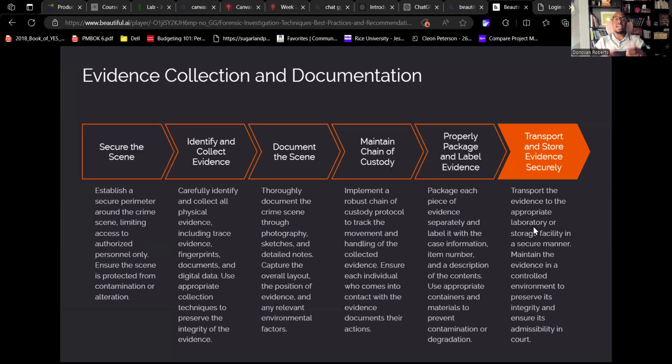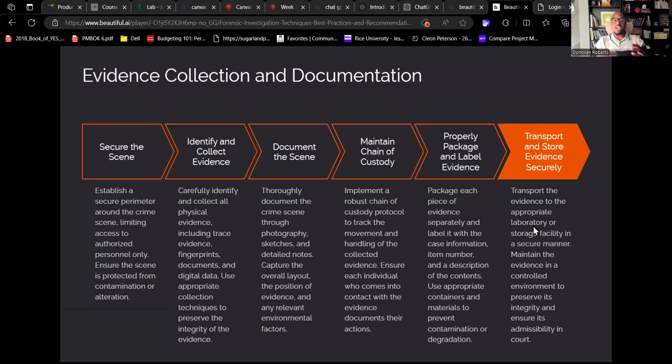From there, you're going to carefully identify and collect all the evidence, including trace evidence, fingerprints, documents, digital data, really anything that you could use to build up your case. And oftentimes, when it comes to identifying and collecting evidence, a lot of digital forensic investigators make copies of the original data and then work with that copy. You never want to just start manipulating the original, because you could mess up something in that process, and then your overall case could become invalid because of that.